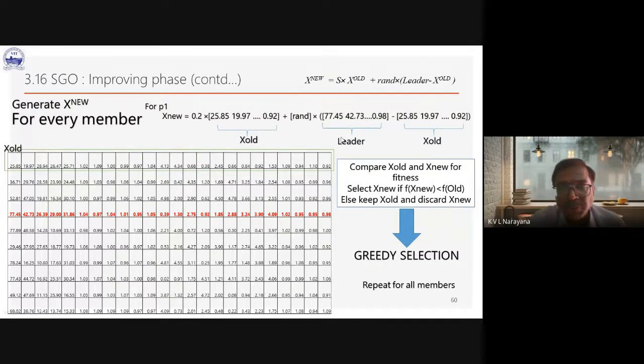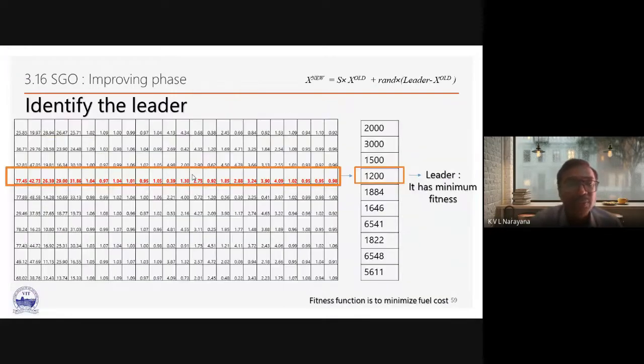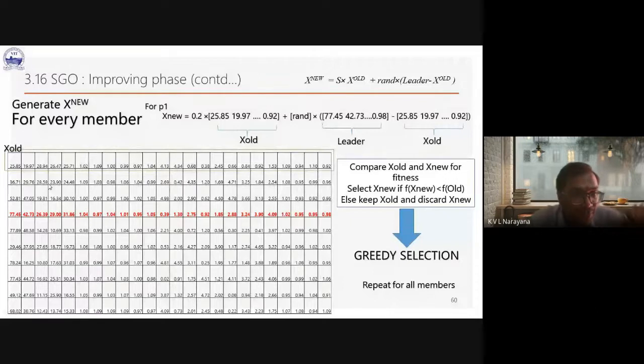So with respect to the leader, in this improving phase, every member will interact with the leader because the leader has more knowledge. When every member interacts with the leader, their knowledge levels will change. How do we represent the changing of the knowledge level? By changing the solutions. That is equal to the changing of the solution. So each population member is updating its knowledge level after interaction with the leader. When they interact with the leader, these values will change. That is nothing but the changing of the solution.